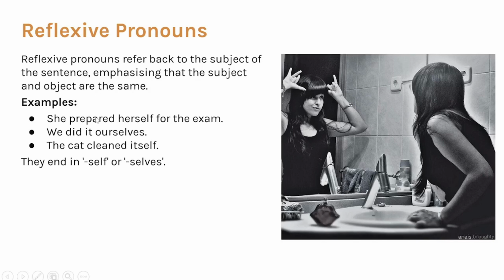If you look at this, she prepared herself for the exam. This is a reflexive pronoun referring back to she. We did it ourselves. This is a reflexive pronoun referring back to the subject, we. The cat cleaned itself. This is a reflexive pronoun referring back to the subject, the cat. Herself, she; ourselves, we; itself, the cat. And they end in self, or in selves when they are plural.